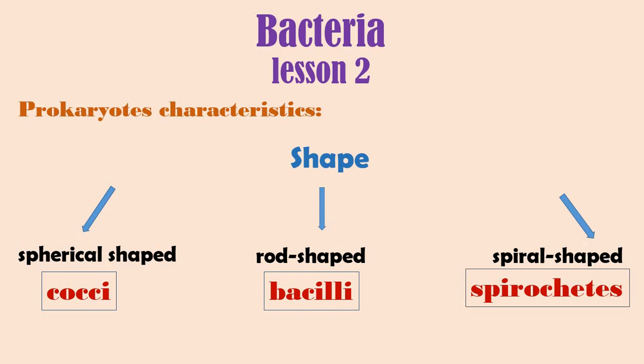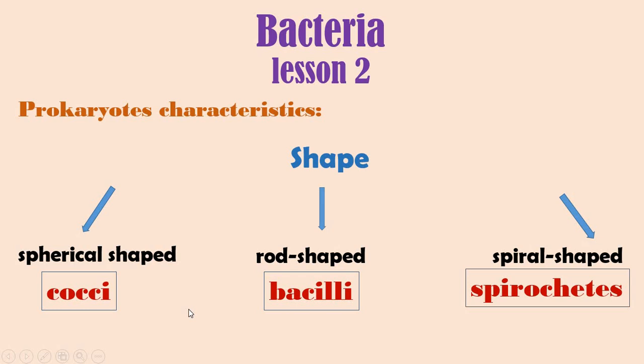This is the second lesson in bacteria or prokaryotes. Today we are going to discuss the characters of prokaryotes. This will include the shape, the components of the cell wall, and the movement.